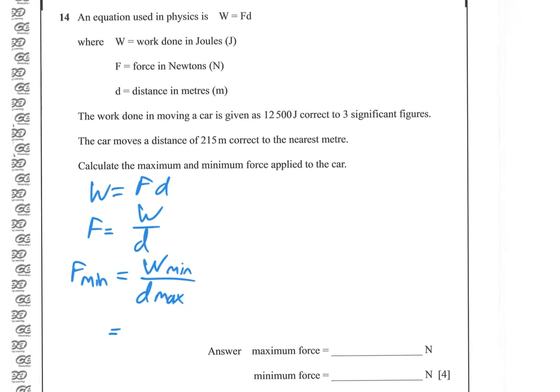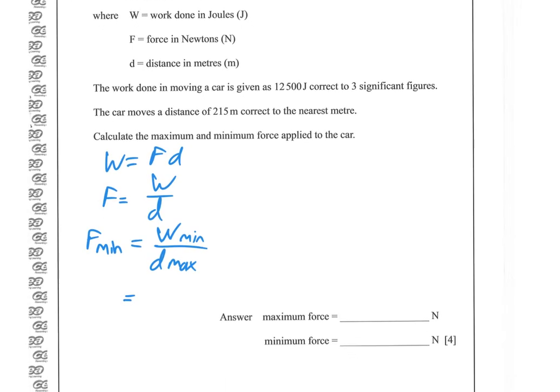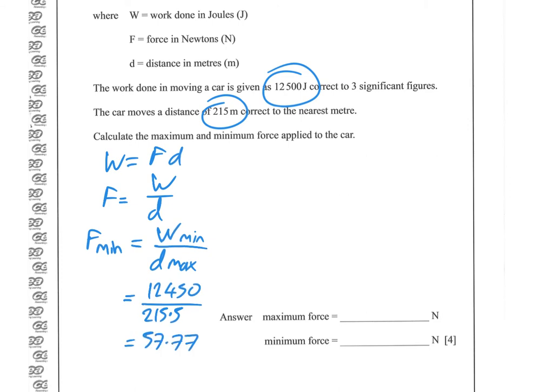So what was our work done? It was this, correct to 3 significant figures. To make that as small as possible, it will be 12,450. And to make the distance as big as possible, because it was the nearest meter, it's going to be 215.5. And then you just work that out. It's going to be 57.77 to 2 decimal places. So 57.77.